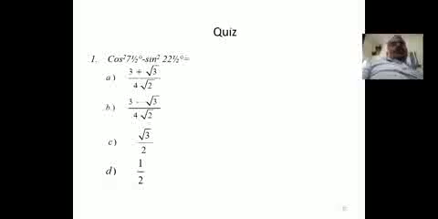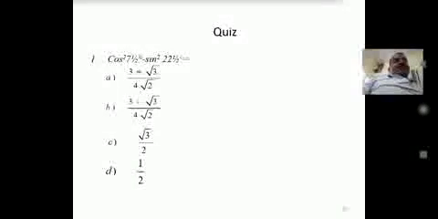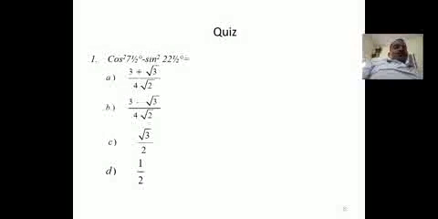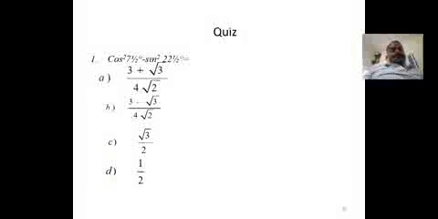A option is root 3 plus root 3 by 3 plus root 3 by 4 root 2. B option is 3 minus root 3 by 4 root 2. C option is root 3 by 2. And D option is 1 by 2. Here, if you apply cos square a minus sin square b, cos of a plus b into cos of a minus b, cos of 7.5 plus 22.5, that is cos 30 into cos 15. Cos 30 is root 3 by 2. Cos 15 is root 3 plus 1 by 2 root 2. So the correct option is A. The first option is the correct option.